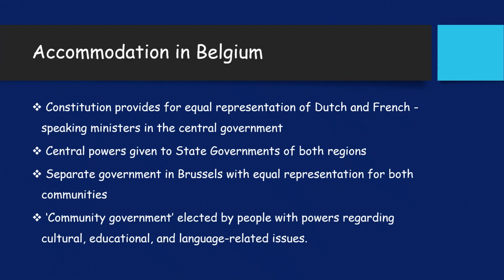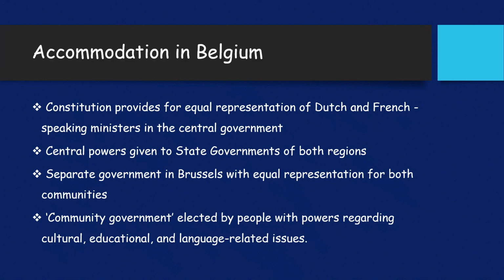Next, there was a separate government in Brussels, in which both the communities have equal representation. Now, why did both these communities agree to have equal representation here as well? This happened because both the communities agreed to have equal representation in the center.